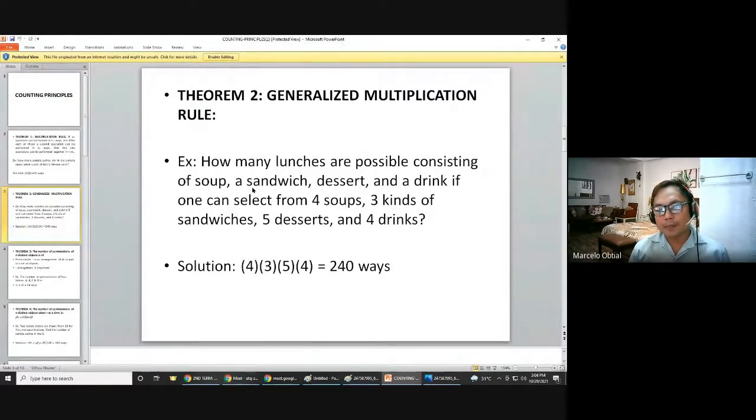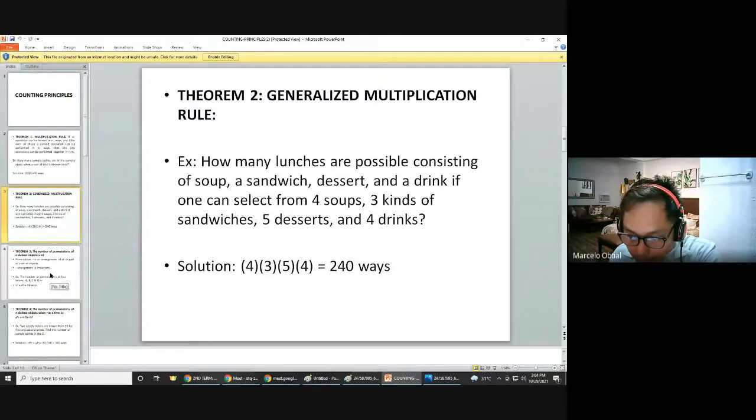Okay, ilan bang pagpipilian doon sa sopas? 4. Ilan yung papilian doon sa sandwich? 3. And for dessert, 5, and for drink, 4. You just need to multiply. So using your calculator, there are 240 ways na pwede mong gawing options. Okay? Number 3.